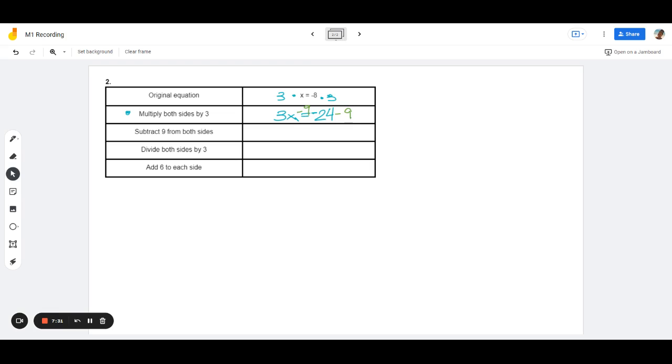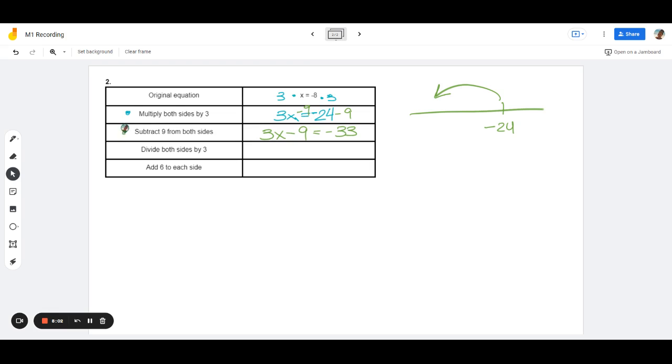So we have 3x minus 9 on our left-hand side. We can't combine those. 3x is a variable term and 9 is a constant, so you just write it the way that it is. And then on our right-hand side, we have negative 24 minus 9. So if you imagine negative 24 on a number line and we're going minus 9, which means we're going to the left, we're getting more negative. So negative 24 minus 9 will give us negative 33.